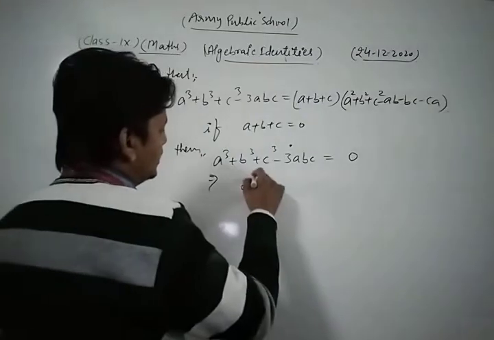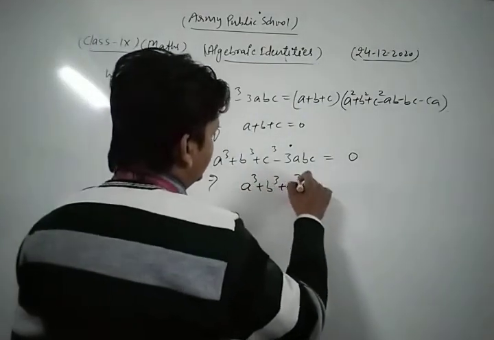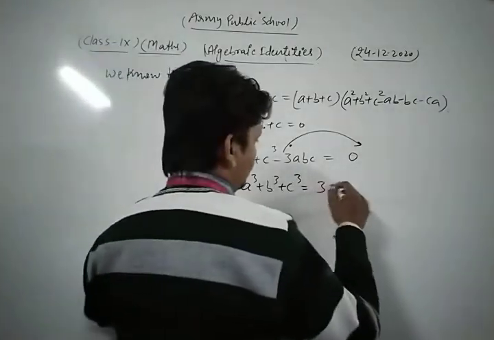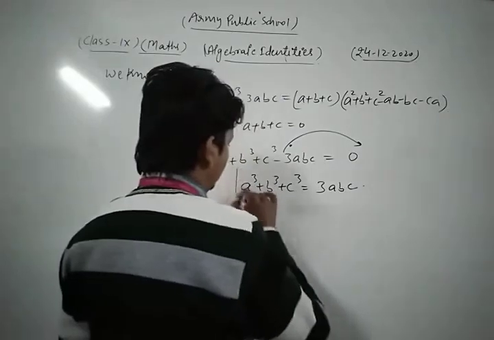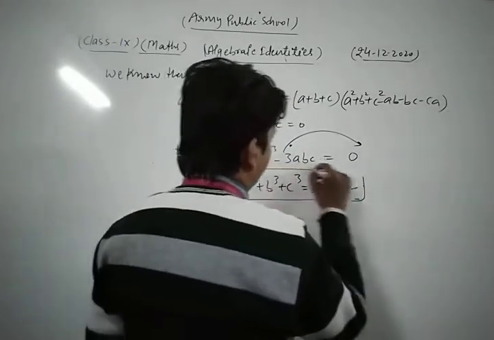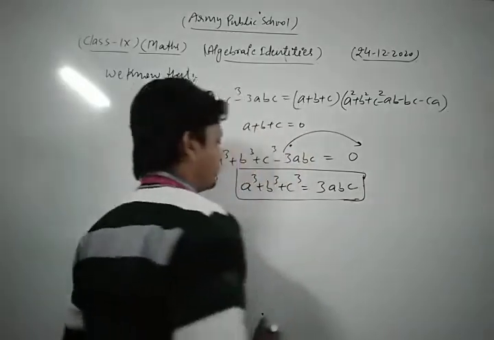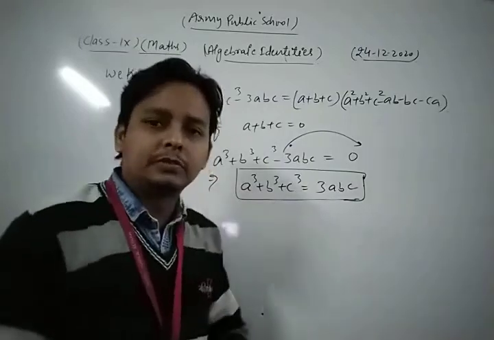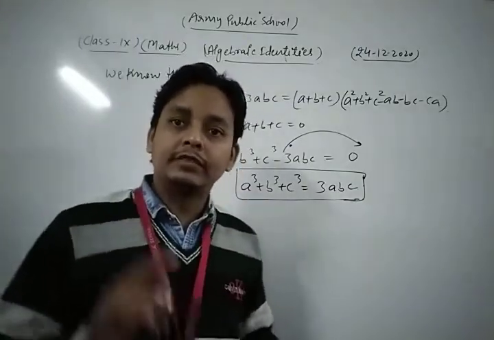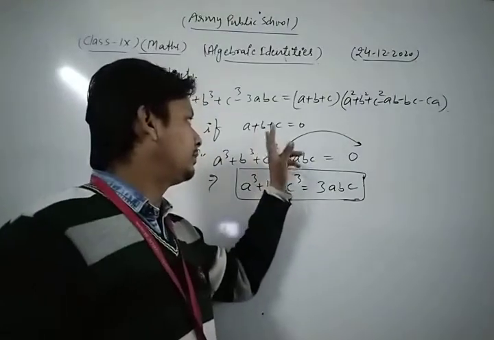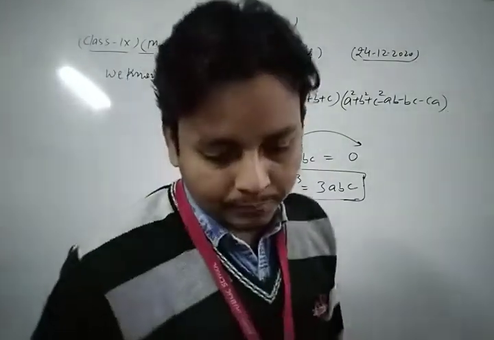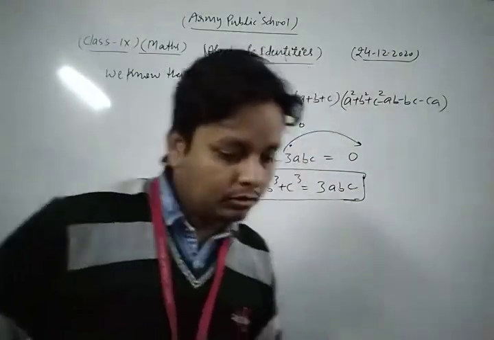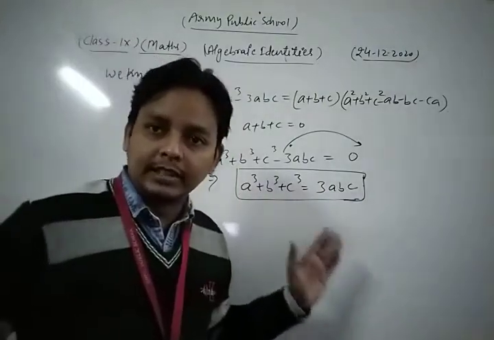Now from there we get a cube plus b cube plus c cube is equal to minus 3abc, and transferring that to the other side we get plus 3abc. This is one of the most important relationships: the value of a cube plus b cube plus c cube is equal to 3abc when the value of a plus b plus c is equal to 0. Now, dear students, we take and solve some important questions based on that identity. Okay, let's see.